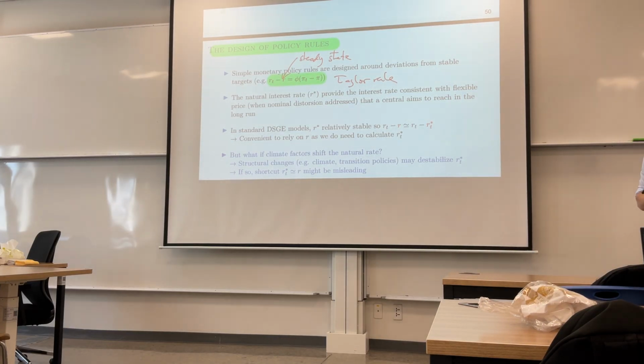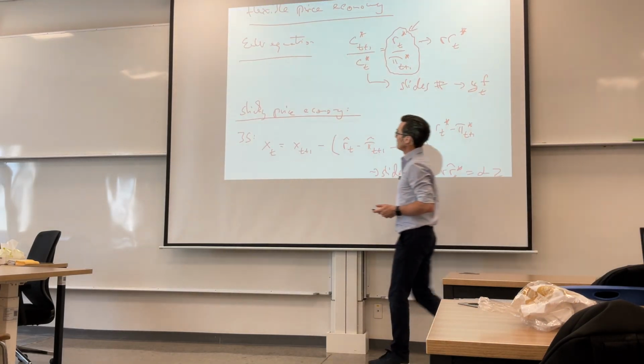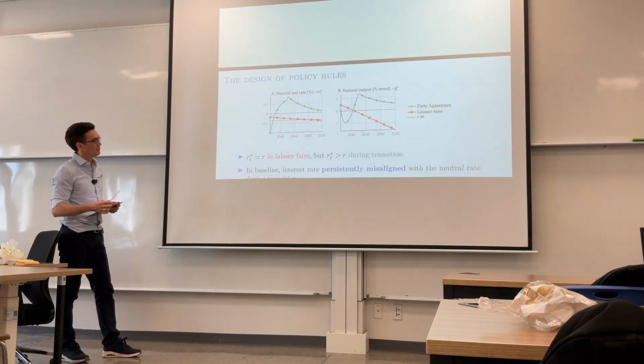because as we will see with the climate model, we're going to see big changes in r star, and we're going to see big changes in Y star. And then we're going to learn that that's going to have a material effect on how the central bank can stabilize the economy.